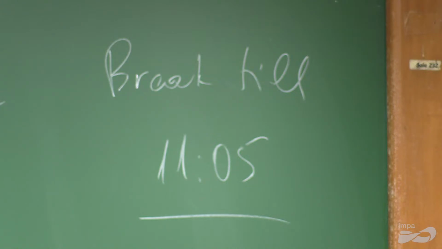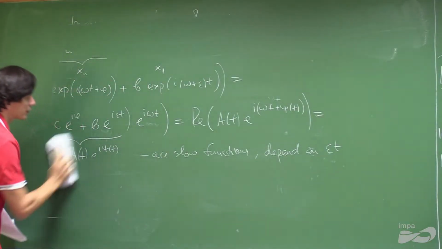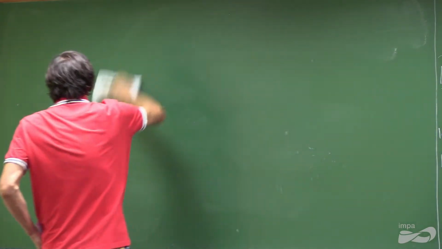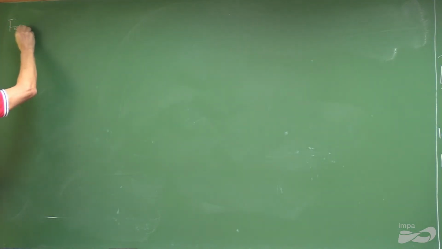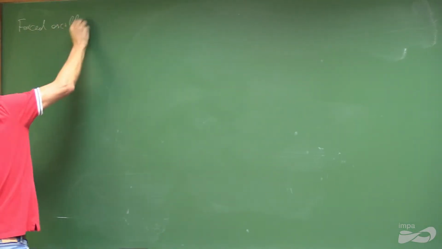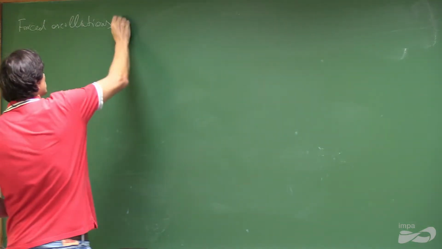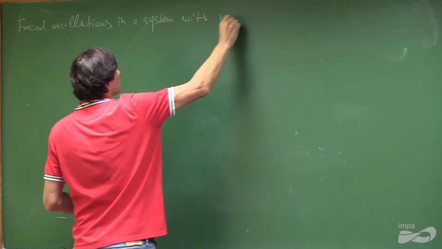Okay, so we continue. What I would like to add is a simple generalization of these whole ideas to the system with n degrees of freedom, which is already a practical situation. So, forced oscillations in a system with n degrees of freedom.